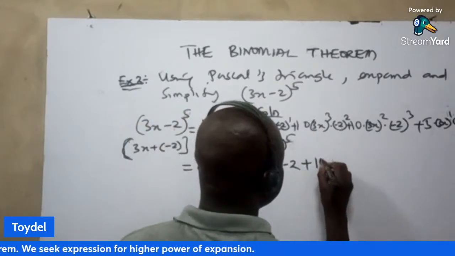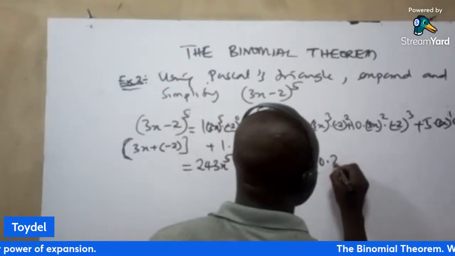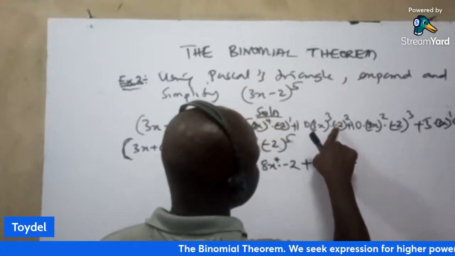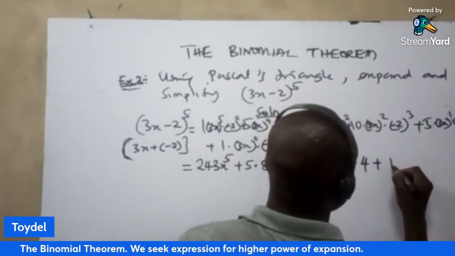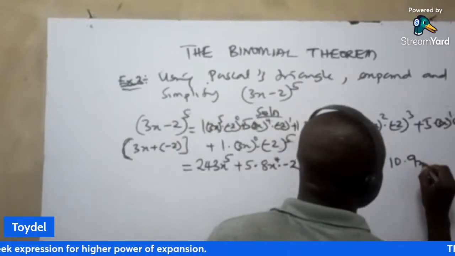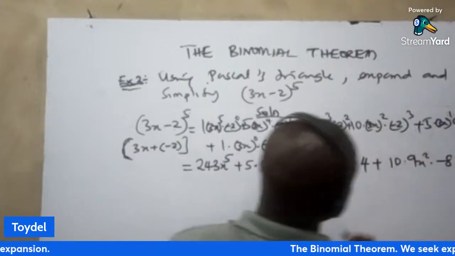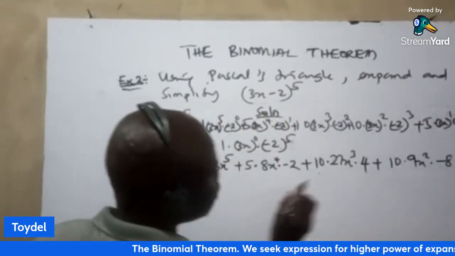Then in this case, I'm going to have 10 multiplied by 3 in 3 places. 3 times 3, 9, 9 times 3, 27. That will be 27x cubed multiplied by minus 2 times minus 2. That's 4. Plus, we also have 10 multiplied by 3 times 3 is 9. I'm going to have 9x squared multiplied by minus 8. This is minus 8 because minus 2 in them.